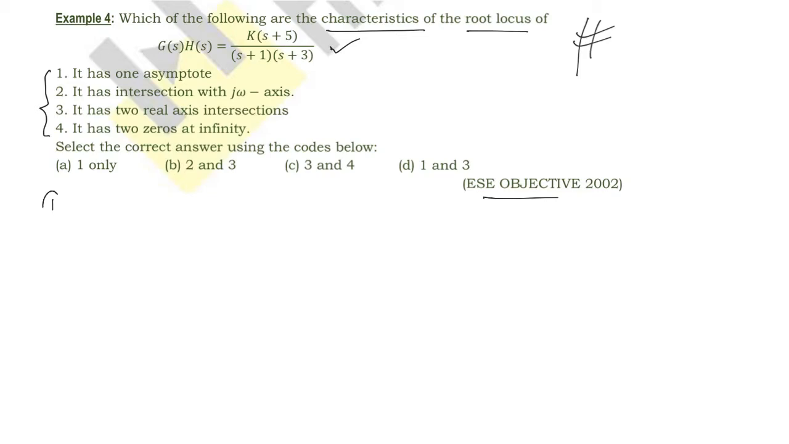The first statement is about the number of asymptotes. It is given that it has one asymptote. So what is the number of asymptotes? It is mod of n minus m, where n is the number of open loop poles and m is the number of zeros. Here, from the function you can see that the number of poles is 2 and the number of zeros is 1. So this will be equal to mod of 2 minus 1, which is equal to 1. This means that there is one asymptote. So statement 1 is true.